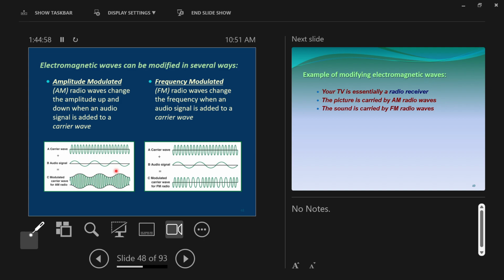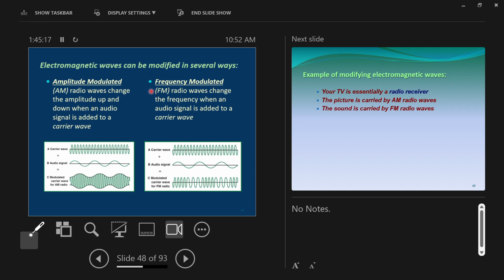Amplitude modulated waves: the signal comes to you at one frequency, but the amplitude of the wave changes. So it's got its own frequency, and the amplitude changes have their own frequency. That frequency is the audio signal.